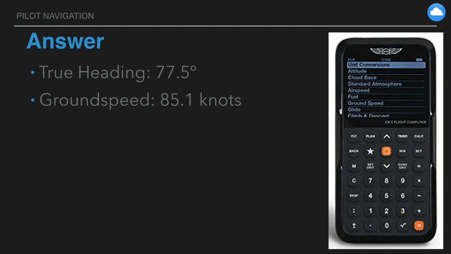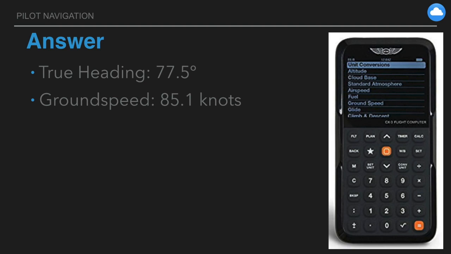All right. So what does this really mean? It means that I want to maintain a track of 090, basically due east. In order to do that with this wind, which is coming from the left and in front of me, I need to fly the airplane at exactly 77.5 degrees. Can you guys fly within half a degree? So if you said 78 degrees between friends, that'd be good.